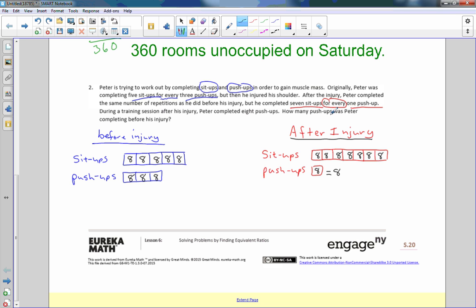So it says, how many push-ups was Peter completing before? How many push-ups before? So this is what the question is asking. So now all we have to do is say 8 times 3, and that is 24 push-ups. Okay? And there you have it.